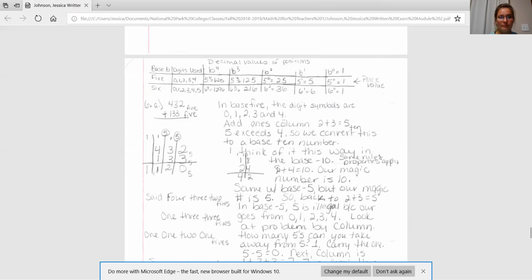Okay, so you're going to take 2 plus 3. You're going to look at the first column. And you have a 5. You cannot use a 5 there. It's illegal. So you're going to ask yourself, how many 5s can I make out of 5? You can only make one group of 5. So you're going to carry the 1 above the 3 right here in the 5's place value. And you're going to take 5 minus 5 equals 0. Now move over to the 5's. 3 plus 3 plus 1 equals 7. That's an illegal number. How many groups of 5 can you get out of 7?